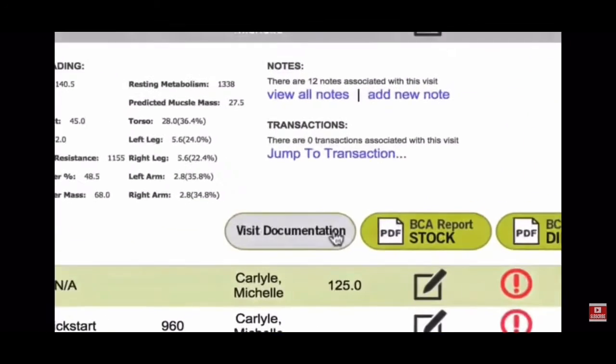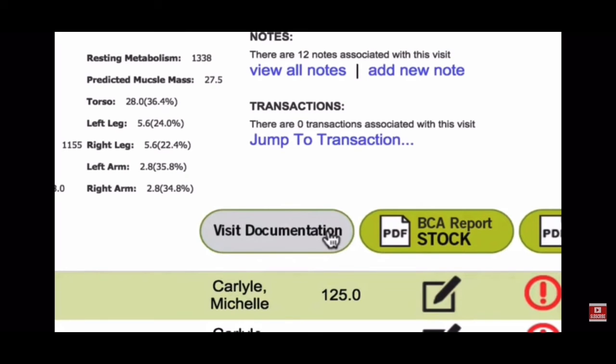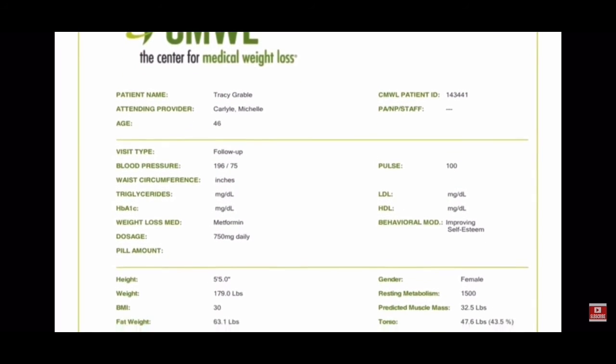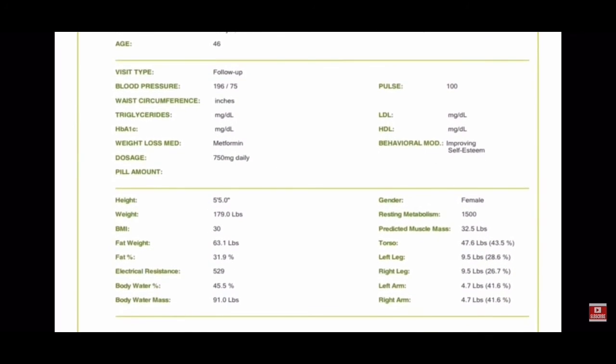After you've completed training, CMWL's ObesityTX platform then puts the pieces together for you by automatically generating documentation for each weight loss patient visit. All you need to do is download a PDF for your EMR. This documentation includes the patient's name, BMI, body composition metrics, weight loss medications and dosages, vitals, as well as the behavioral counseling module topic discussed during the visit.